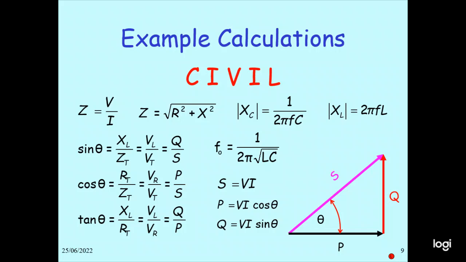So this is the sin theta equal to Q by S. Q is the reactive power divided by apparent power. Cos theta equals P by S. P is the real power, S is the apparent power. Tangent theta is Q by P. So this is the reactive power divided by the real power. f0 can be calculated as 1 by 2 pi square root of LC. In this case, S equals VI. V is the voltage, I is the current, P is VI cos theta, Q is VI sin theta. So this is the power triangle, you can draw it.